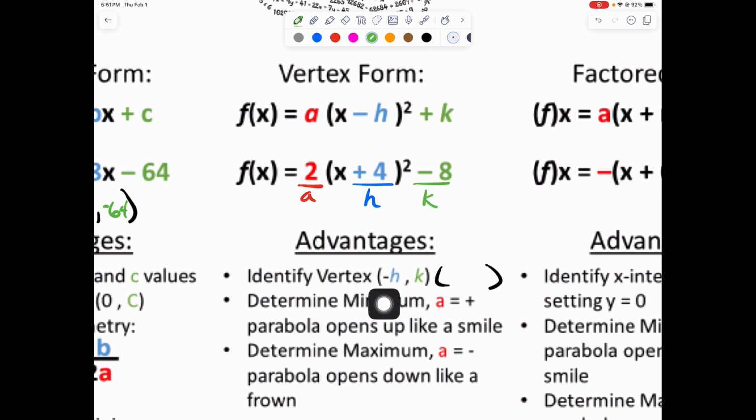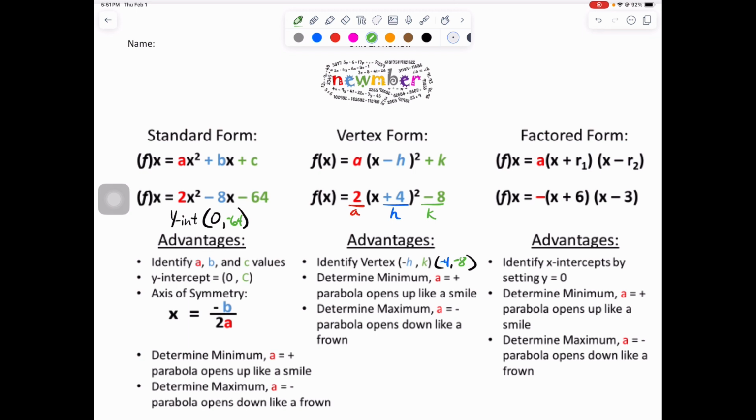However, I know that when we do negative 1 times H, or negative 1 times a number, it simply flips the sign of it. So if we did negative 1 times 4, that would give us negative 4. So we can simply plug that in. Our K value stays the same at negative 8, and go ahead and write your vertex. Now, when we are in factored form, again, we can simply identify the A value. Wonderful. But the advantage here is identify the x-intercepts by setting y equal to 0. We will do this later.